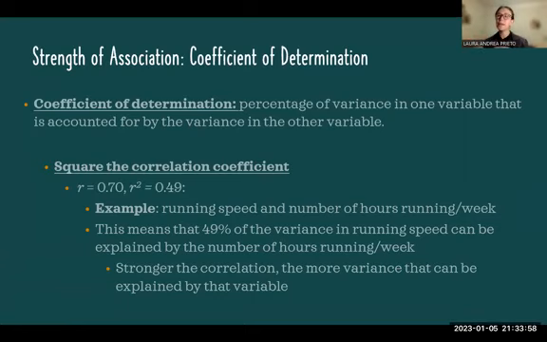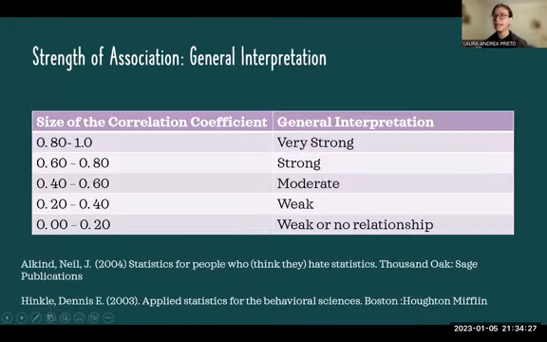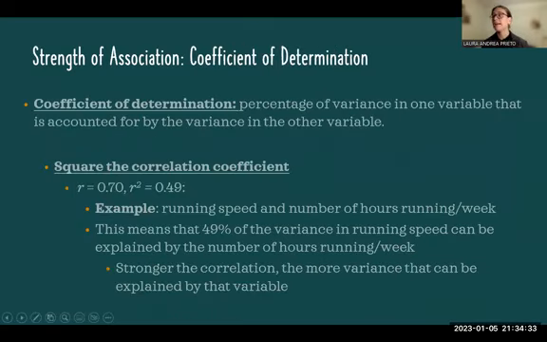So an example is I'm training right now for a triathlon, and let's say I'm interested in two variables, running speed and the number of hours that I'm running per week. So let's say I plot a bunch of points, and maybe I use other people in my run club. And what I find is that through all of this, I have an R, or coefficient, of 0.70. All right, so according to our last table, that would be a pretty strong relationship between running speed and the number of hours I run per week. Again, full caveat, this is completely made up.